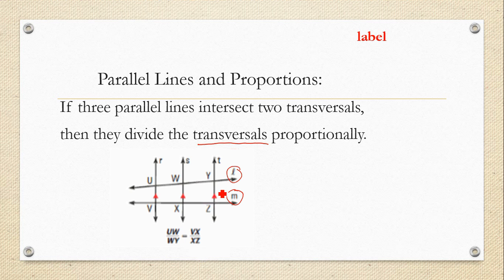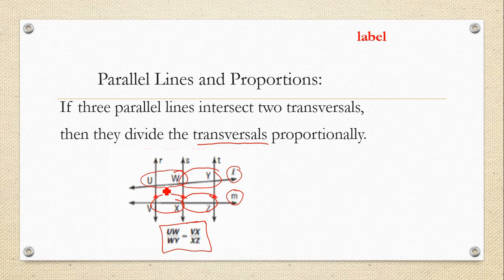When we have many parallel lines, 3 in this case, intersecting two transversals, we can conclude that the pieces on the transversals are proportional. So for example, in their setup, you know that UW, this piece, compares with WY, this piece, just like VX will compare with XZ. So that's this little ratio you see down here.